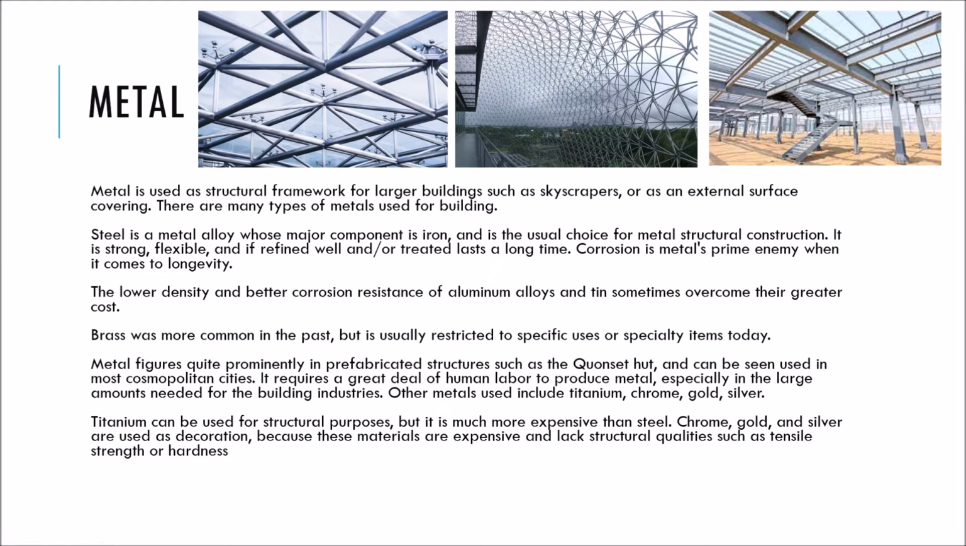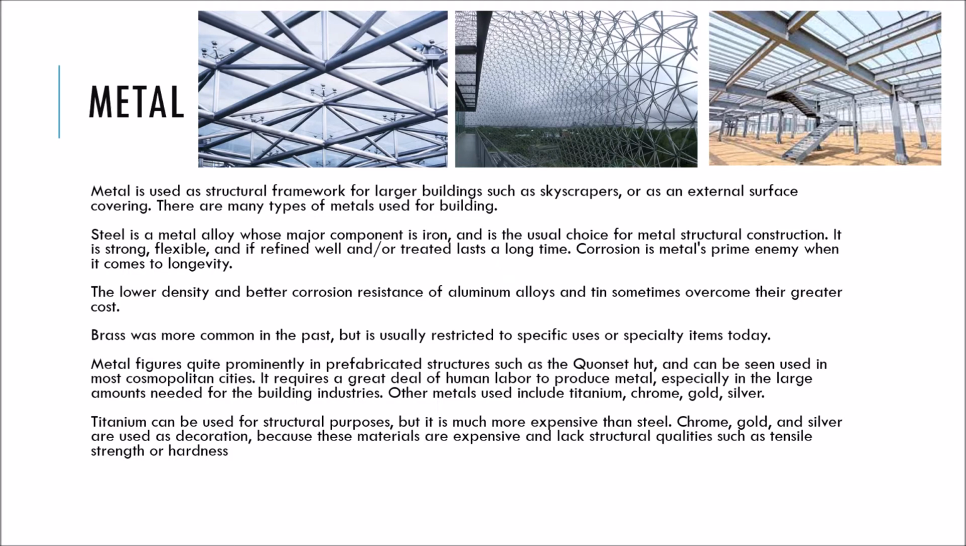And then we have metal. Some of you call it metal, some of you call it steel, some of you call it iron. It's the same material. Metal is used as structural framework for larger buildings such as skyscrapers or as an external surface covering as a facade. There are many types of metal used for building. Steel is a metal alloy whose major component is iron and is the usual choice for metal structural construction. It is strong, flexible, and if refined well and treated, lasts a long time.